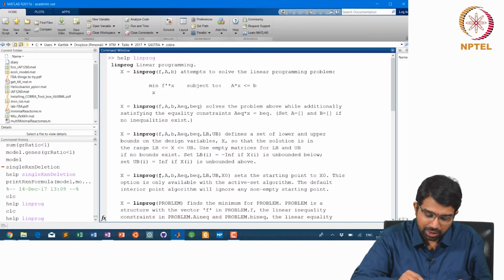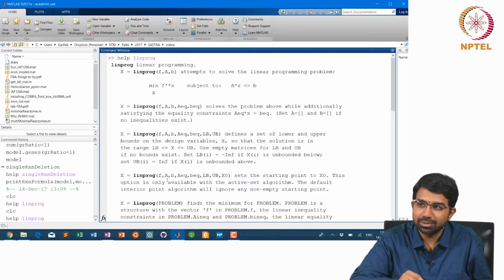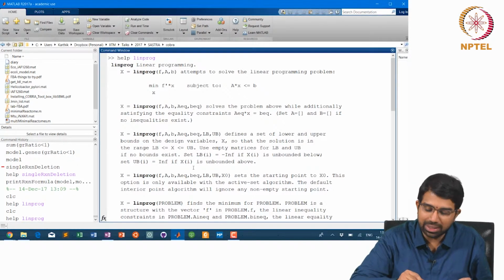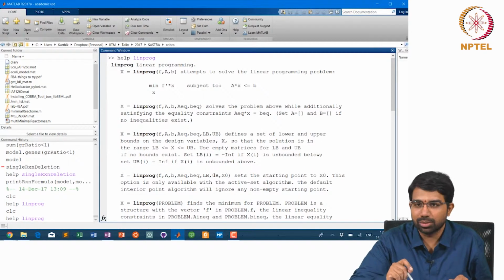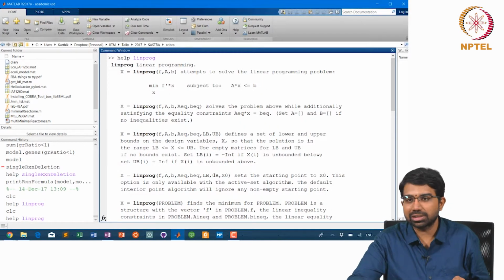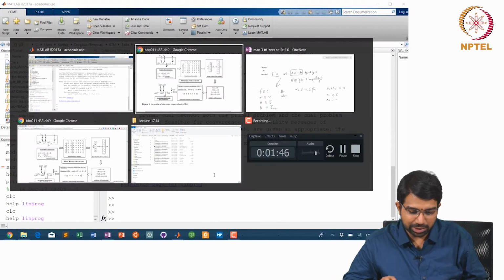So this looks good. Do you know what F is? F is C. A? A is empty, no inequality constraints. B? Empty. Aeq? Yes, S. Beq? Zeros. LB, UB, you know. We don't even need to give an x naught. So can you set up this problem now?